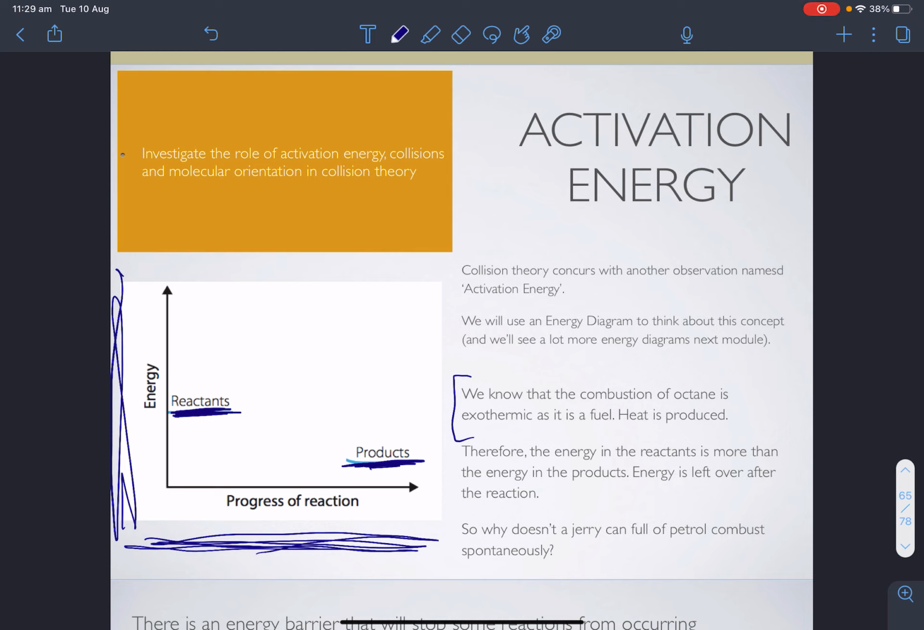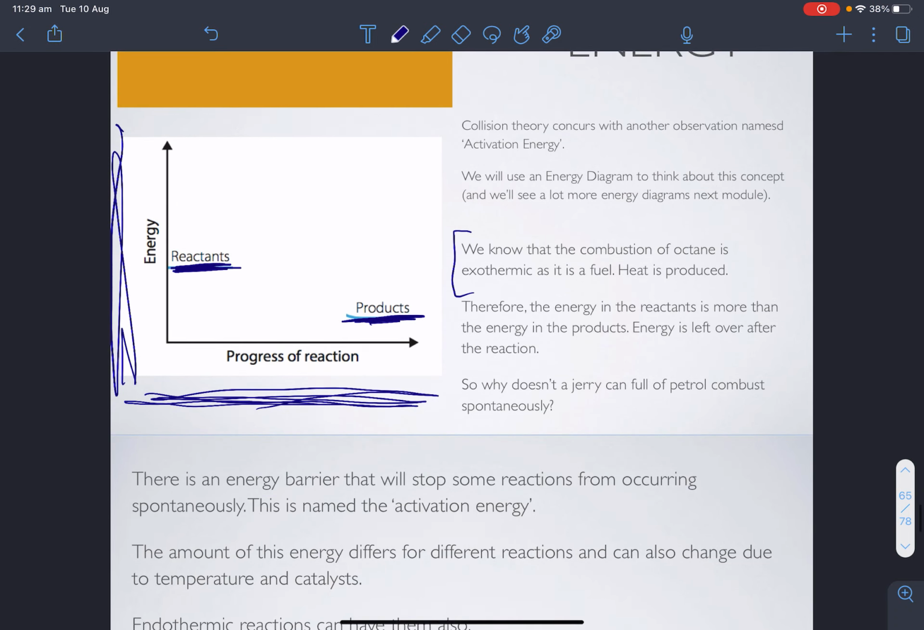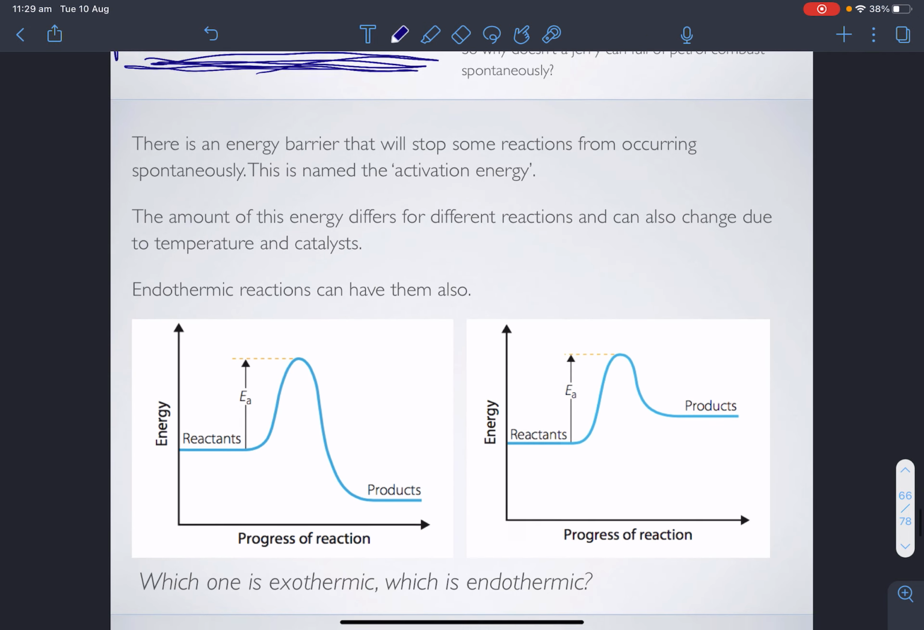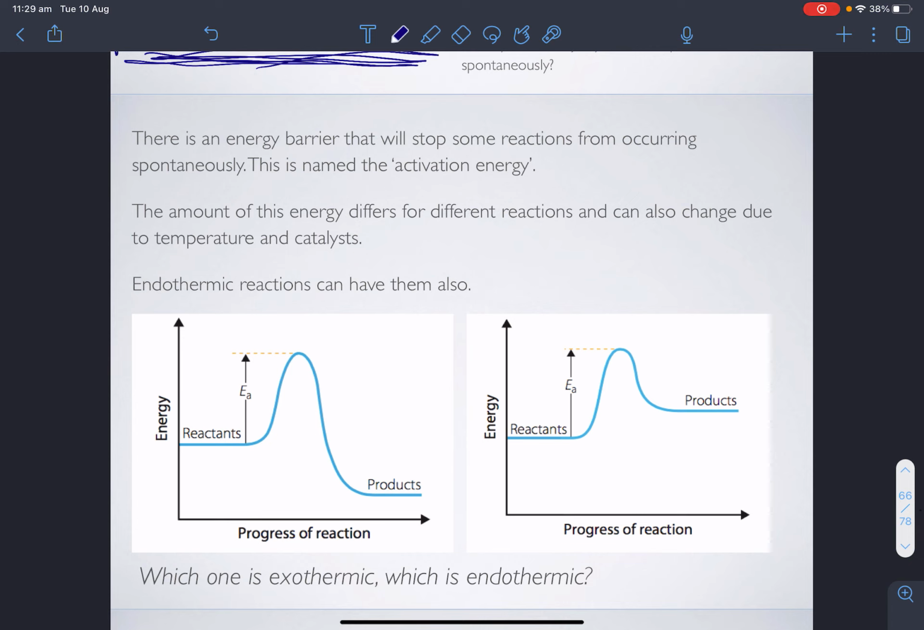If this is true, why doesn't a jerry can of petrol just combust spontaneously when you leave it open in the air? It doesn't happen because there's this concept that we call activation energy, and we'll relate it back to collision theory as well. There's an energy barrier. So activation energy is an energy barrier. An energy barrier will stop some reactions from occurring spontaneously, and we name this activation energy.